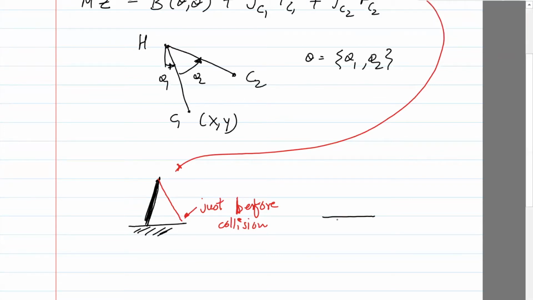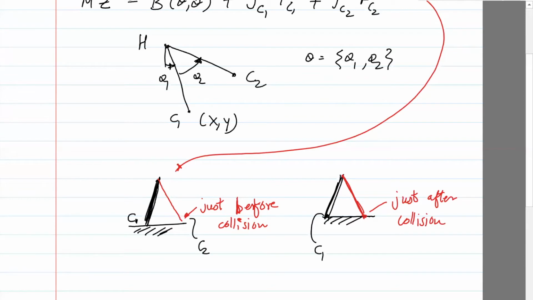What I now need to do is figure out what will happen after the red line, the swing leg, has collided. So now it's touching, here it's not touching. Just after collision. Here's something we want to note: this is still C1, which is the leg anchored to the ground. This is C2. This is C1. This is C2.